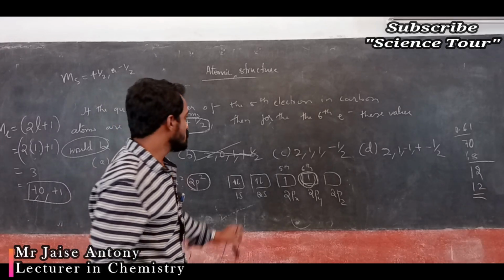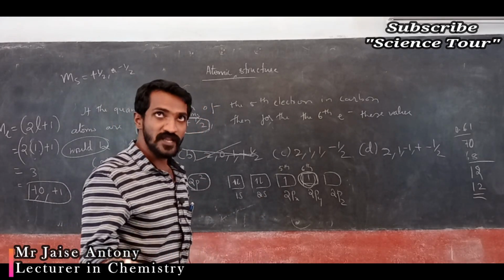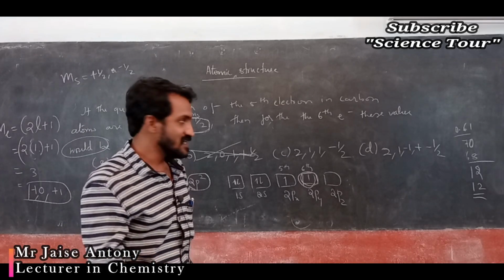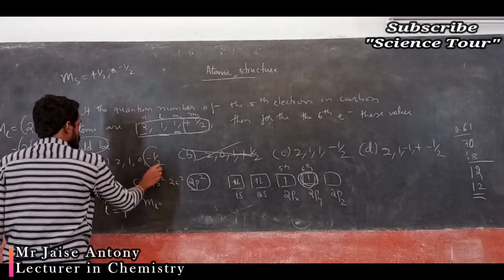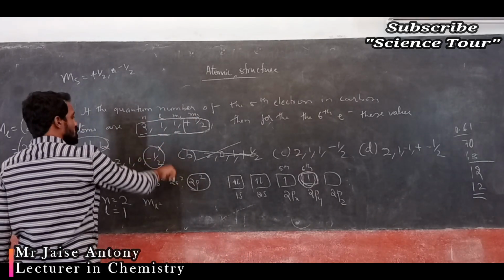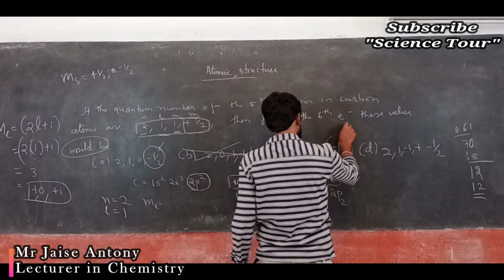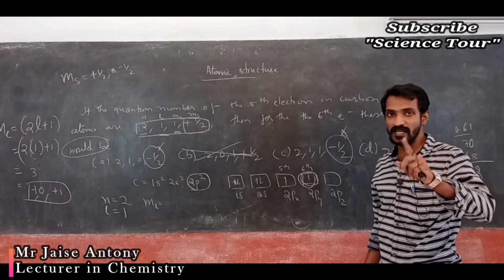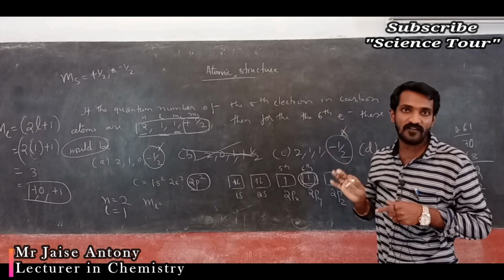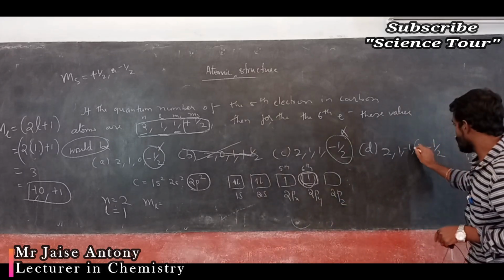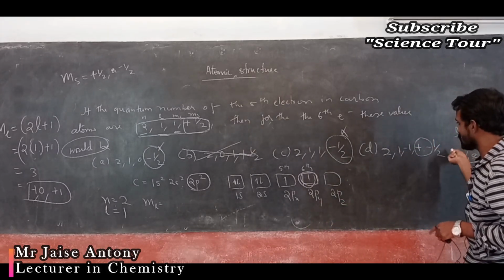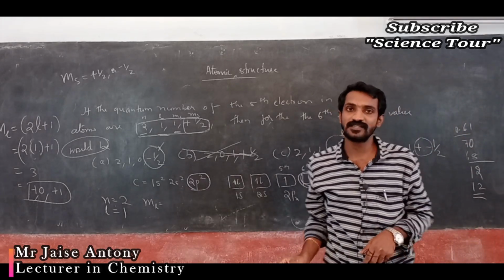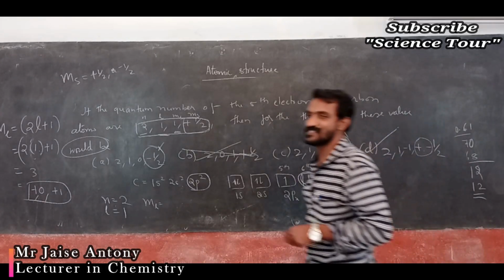Why? Means the single electron is there, it may spin minus half, who knows? Or it may spin plus half. But in the first option it is given minus half. It is wrong. In this also it is given minus half. It is wrong, because 6th single electron is there. That single electron can spin either plus half or minus half. Who knows? But in this it is given plus comma minus, that means they don't know. Sometimes it may be plus or it may be minus. So option D is the correct answer.